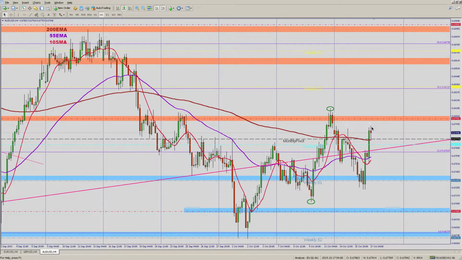So the next possible target, if it breaks through the 0.68 level, then it could target the fib just near the weekly R1 pivot level, 0.6833. That's a possible target here if it can break through the resistance.